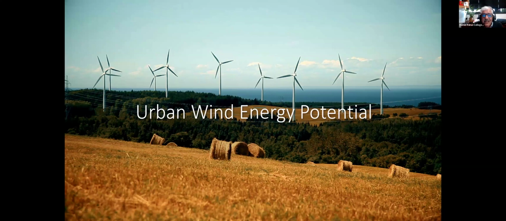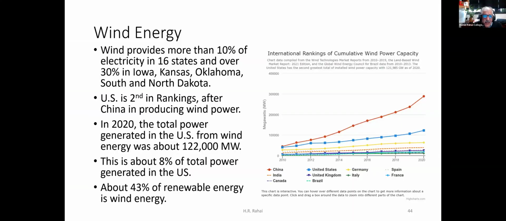These are the horizontal axis wind turbines. Wind provides more than 10% of electricity in 16 states and over 30% in Iowa, Kansas, Oklahoma, South and North Dakota. The US is second in ranking after China in producing wind power. In 2020, the total power generated in the US from wind energy was about 122,000 megawatts. That is about 8% of the total power generated in the US, and 43% of renewable energy is wind energy.